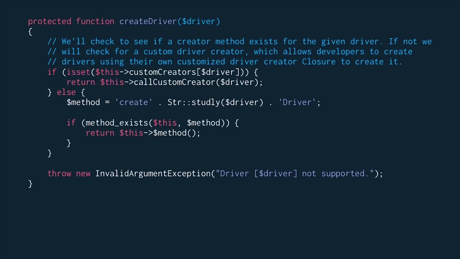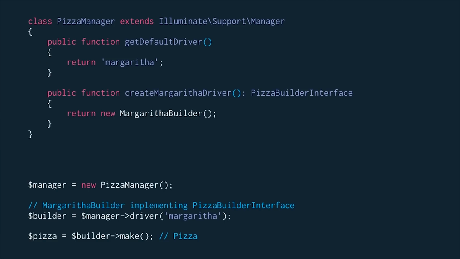So let's look at the create driver method. This is what I'm talking about. It's going to call a method, string create, your driver name, and then the driver string, and together it's going to call that method and return that. I won't go too deep into this, but this is how it works. So we create the method based on the driver name. So for example, in this case, we're going to call margarita on it. So we have a manager, and we call driver on it. And if we give the string margarita, it will return the margarita builder for us. So in this case, we have a margarita builder we can build pizzas with or whatever.